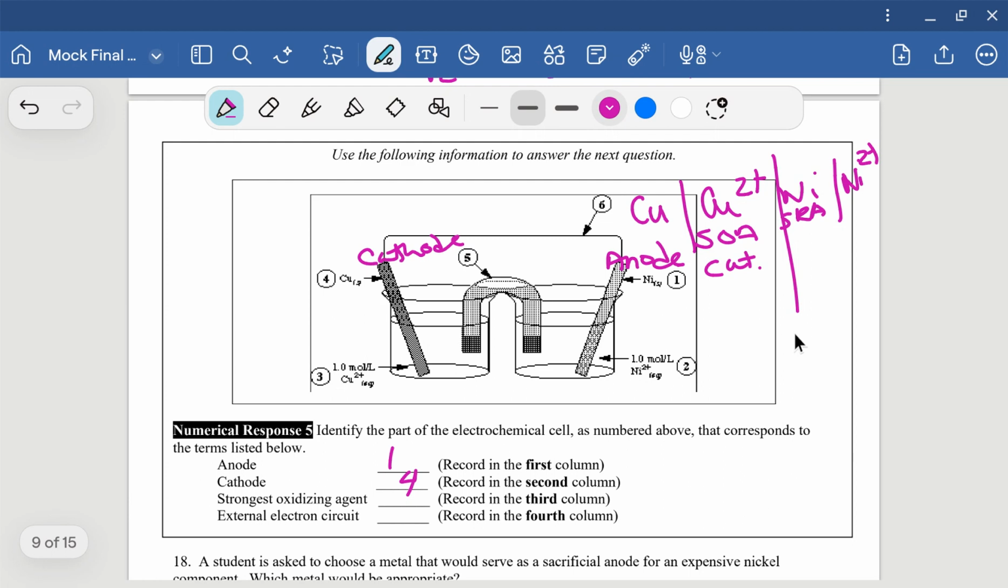Strongest oxidizing agent, that is the ion in solution, so number 3, and then external electron circuit, that's just number 6.